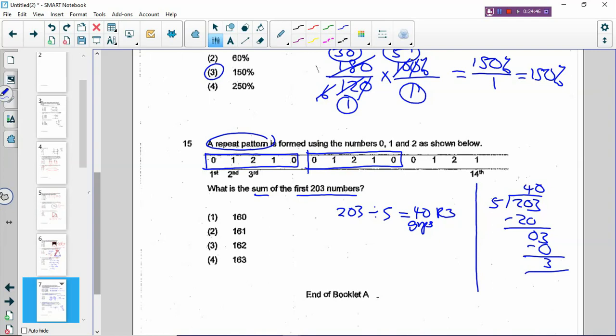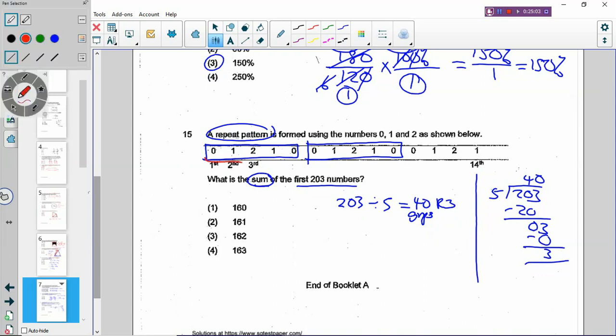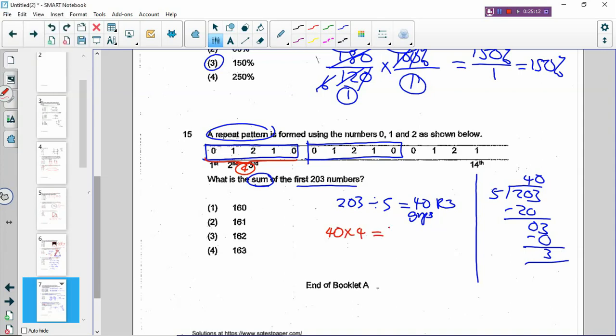So how to use that to get the sum? Alright, then you must know what is the sum of one group. Whatever one group that you make, it must be similar to what the question asks you. So can you find the sum in one group? So you add up the numbers in the group, and what is the sum? So you have 1 plus 2 plus 1, the sum is 4. So one group, there's a sum which is 4. So you have 40 groups, so you times 4. So you have 160. So which means that if you add up all the numbers in these 40 groups, you will get 160. But there's a remainder 3.